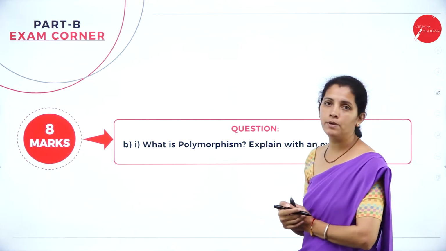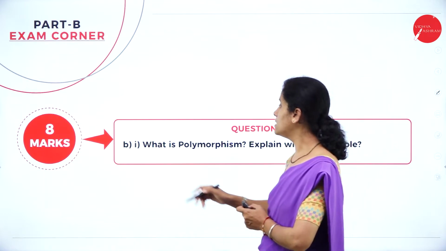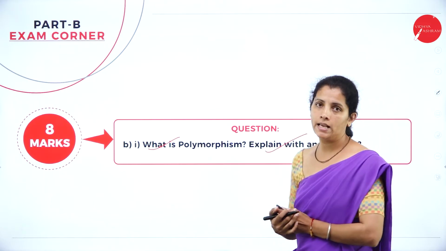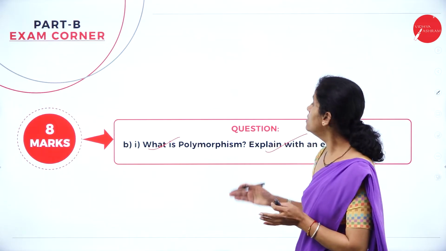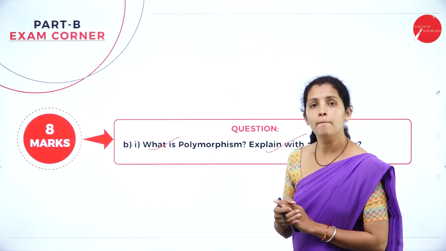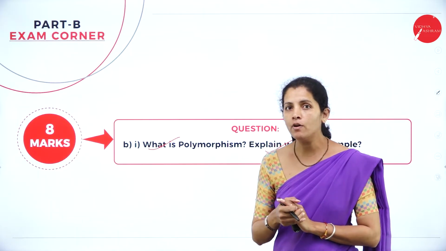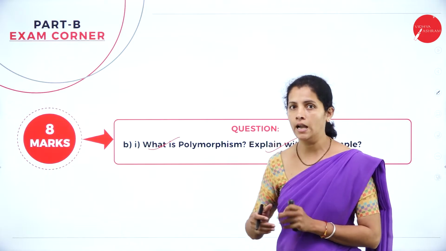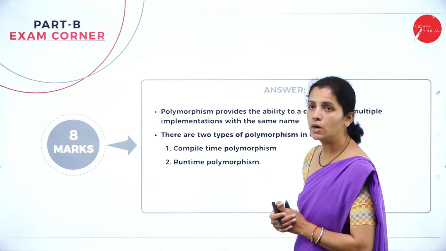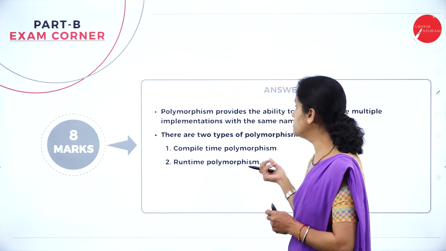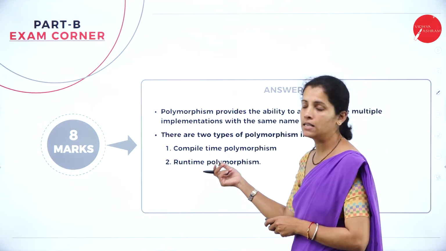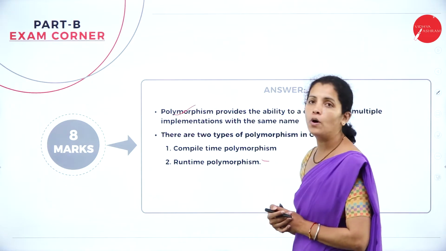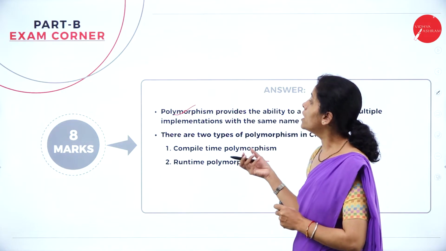Now dear student, let me consider another question, that is, what is polymorphism? Explain with an example. So dear student, here polymorphism is nothing but method overloading, and there are two types of method overloading, that is compile time as well as run time. Here compile time is known as static polymorphism and runtime is known as dynamic polymorphism. So polymorphism, poly in the sense what? Many. Then what about morphism?